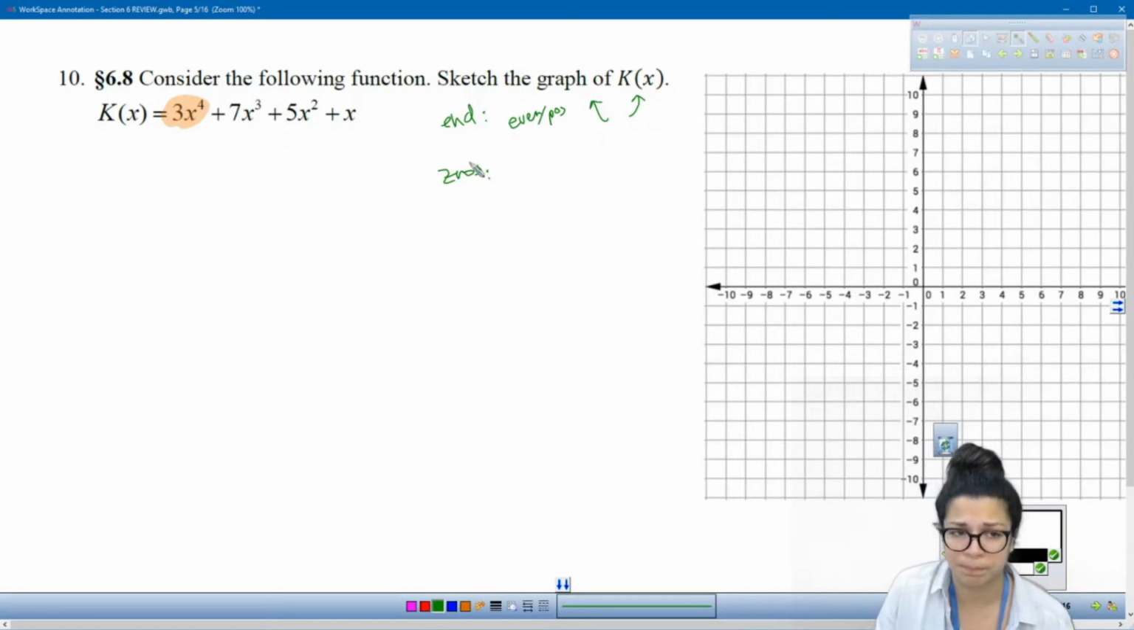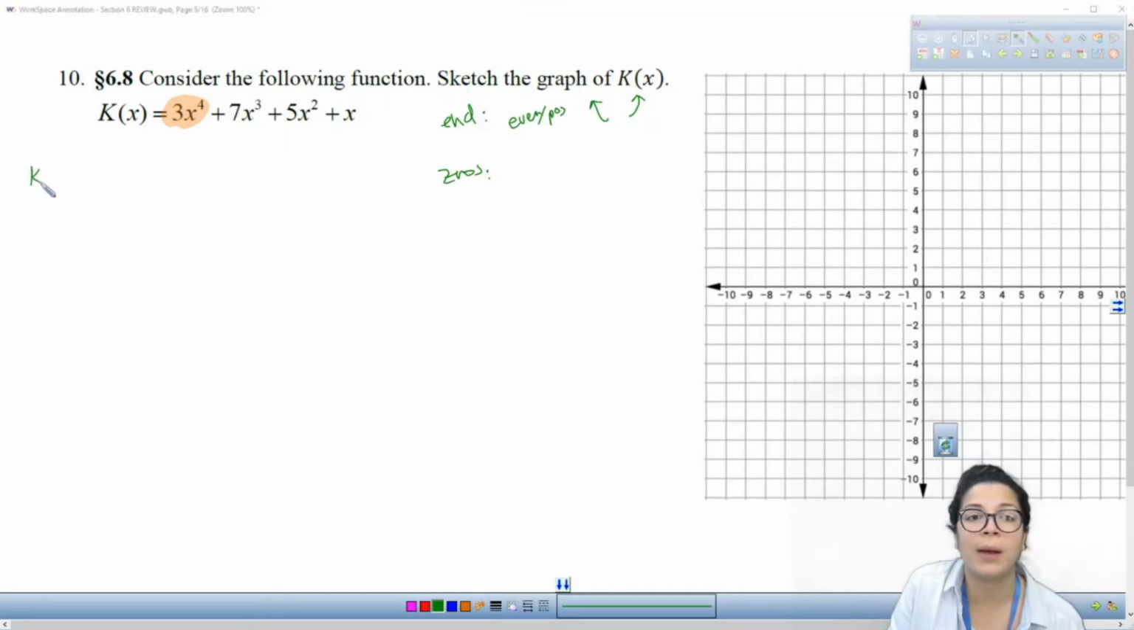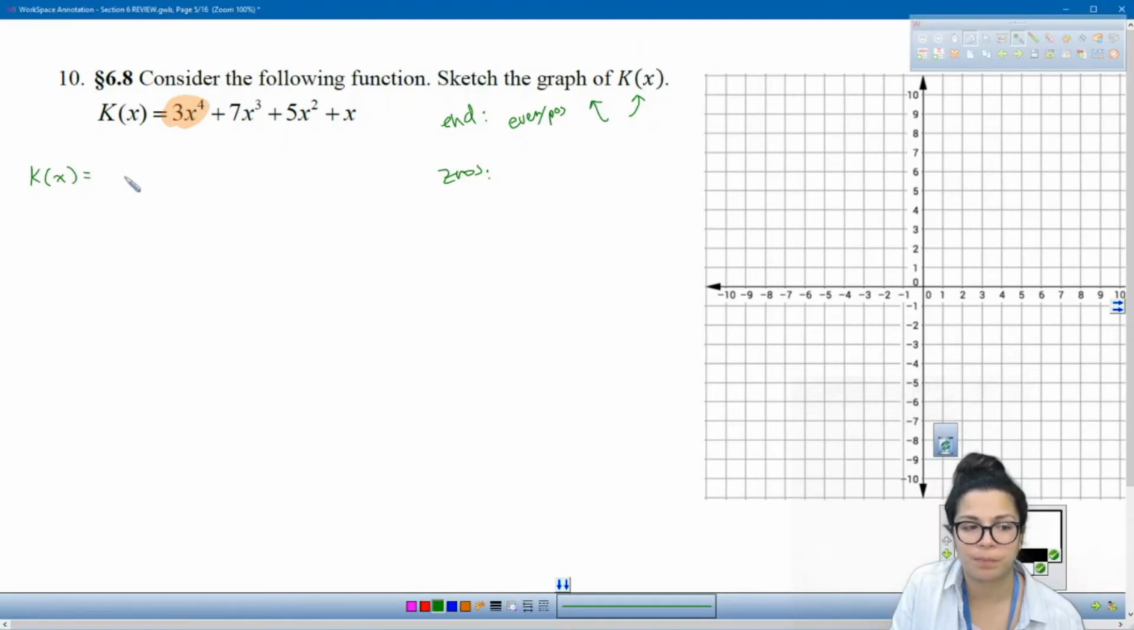Now for this one, if you look, it's not factored, right? So that's the bad part, is that we are going to have to find the zeros. Now, in order to do that, I need to factor. So I'm going to go ahead and factor out an x from all of the terms. So that's going to give me 3x cubed plus 7x squared plus 5x plus 1.